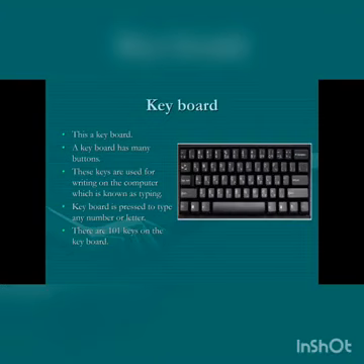This is keyboard. Keyboard is another part of computer. Keyboard has many buttons. Keyboard buttons are called keys. These keys are used for writing on the computer, which is known as typing. Keyboard is pressed to type any number or letter. Dear students, always remember there are 101 keys on the keyboard.